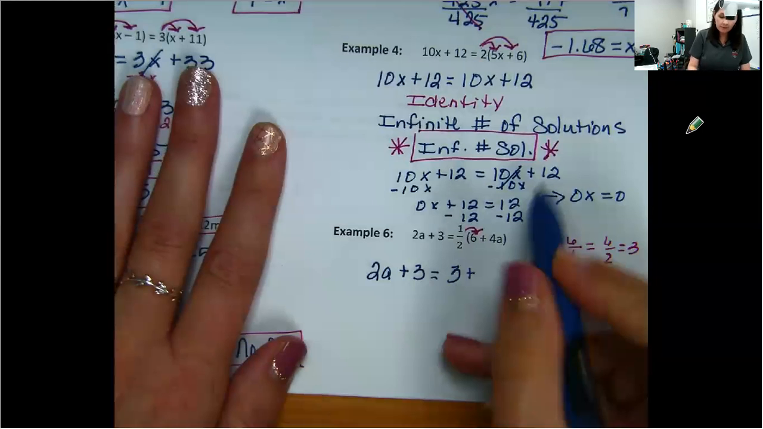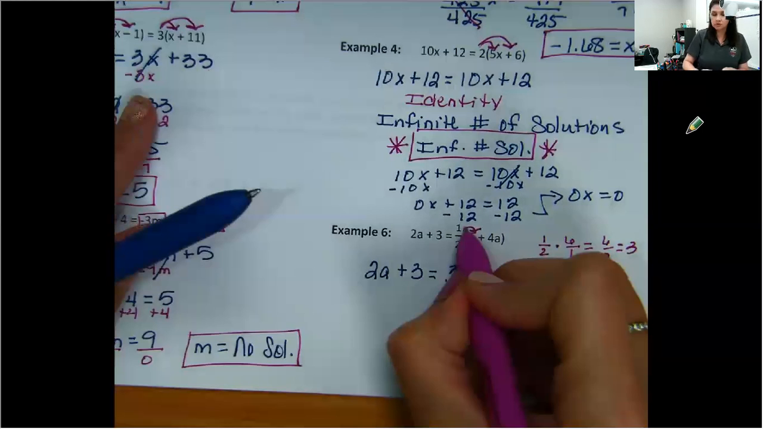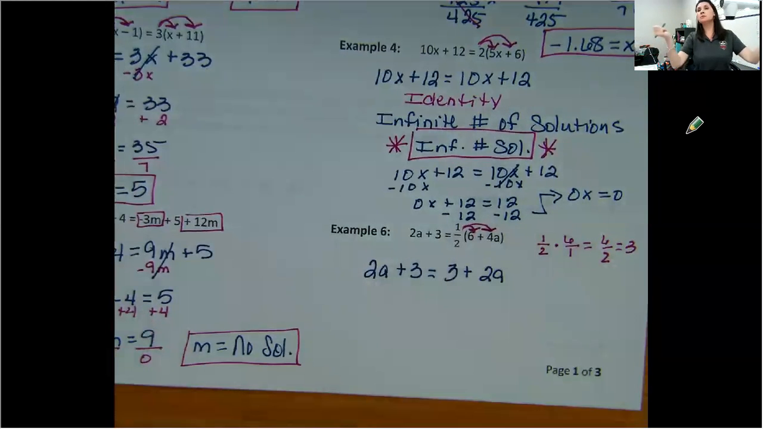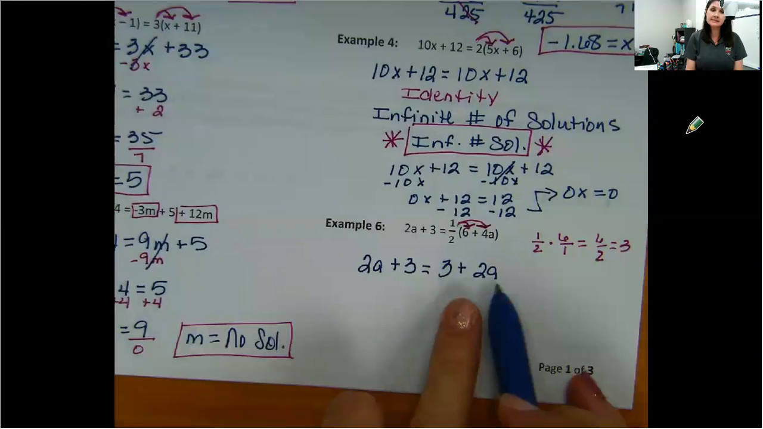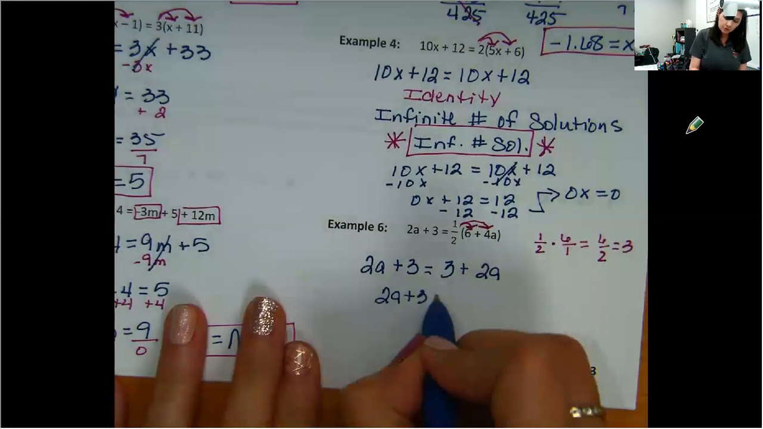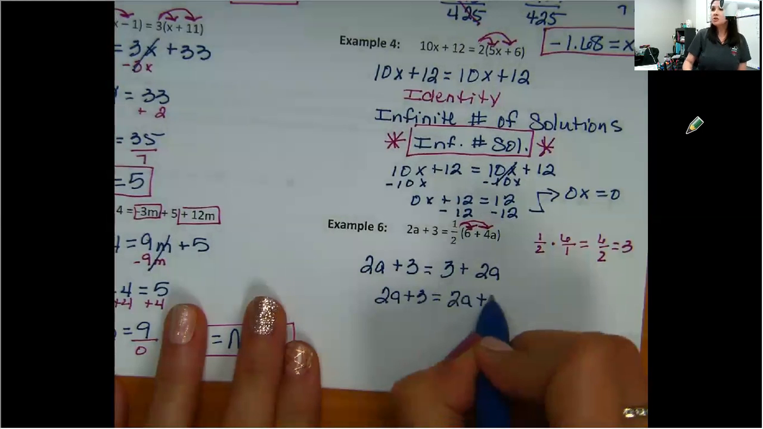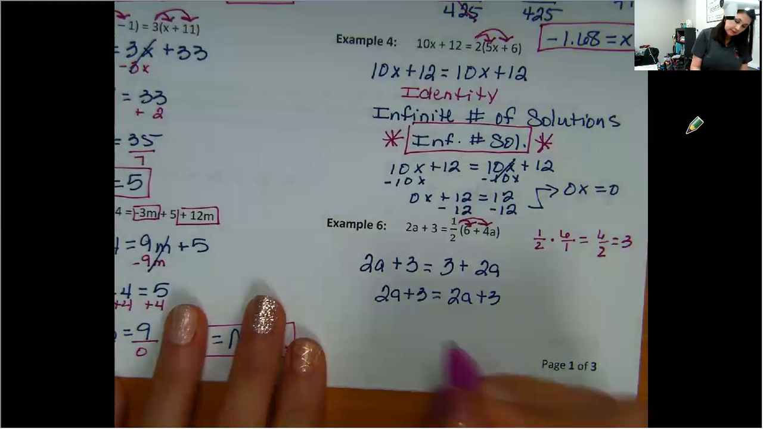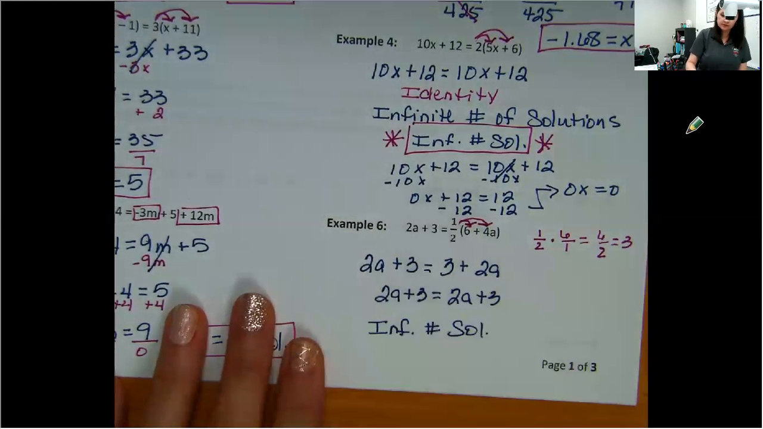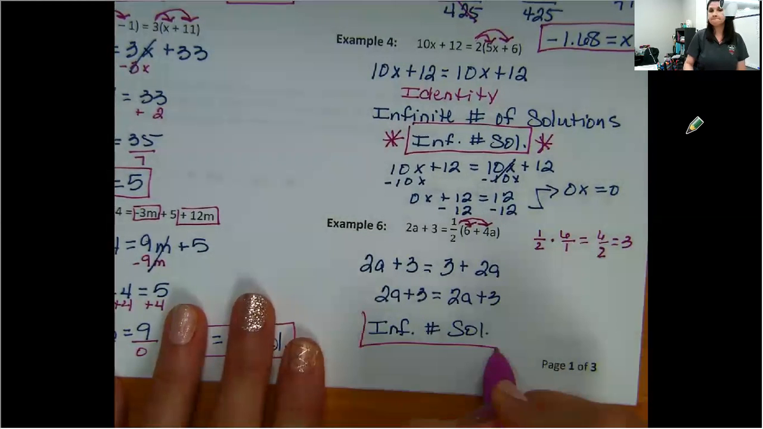So then what is 1/2 plus 4a? 2a. So what do you see at this one? Infinite number of solutions. It's an identity. Even though your 2a plus 3 is reversed on this side, I could move my 2a over here and get 2a plus 3 equals 2a plus 3. It is the same. So this would be an identity, infinite number of solutions. And that's your answer for this one.